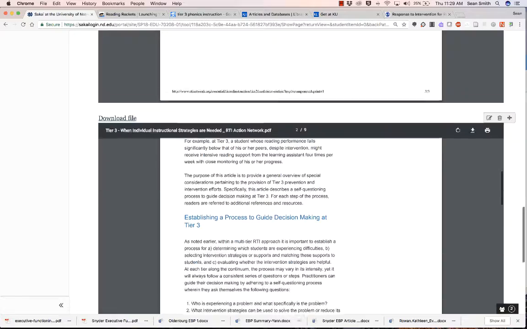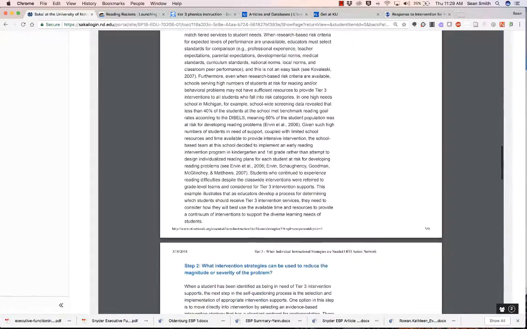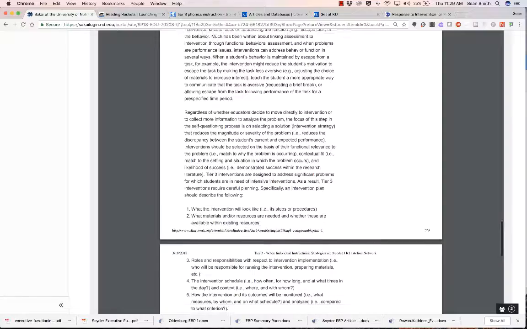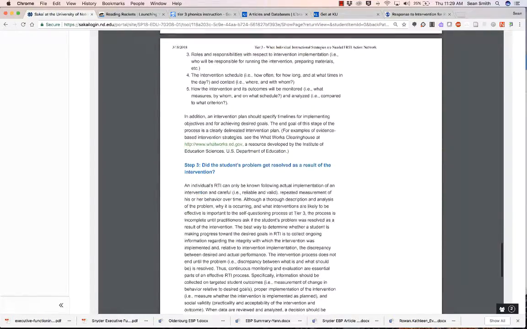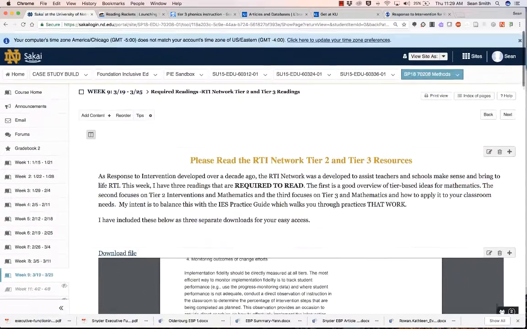I was trying to look at the number of pages, but we'll just scroll down and take a look at those together. You'll see again, it's not the full page, a lot of white section here, and it's an overview of what we know about tier intervention for math. Now, is there an assignment related to these two required readings, the IES practice guides and the RTI networks?